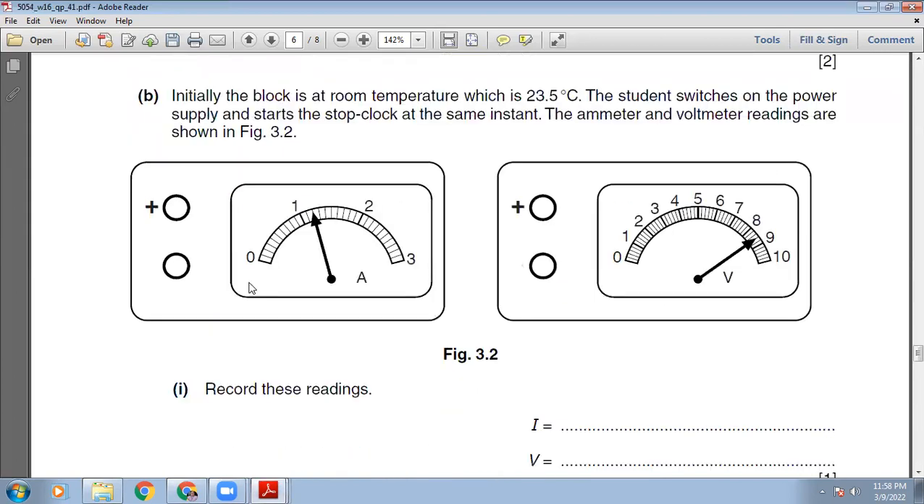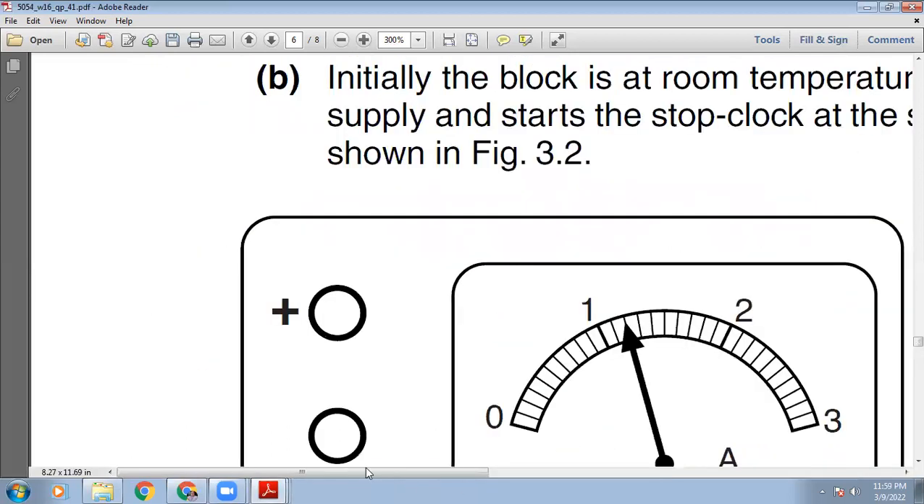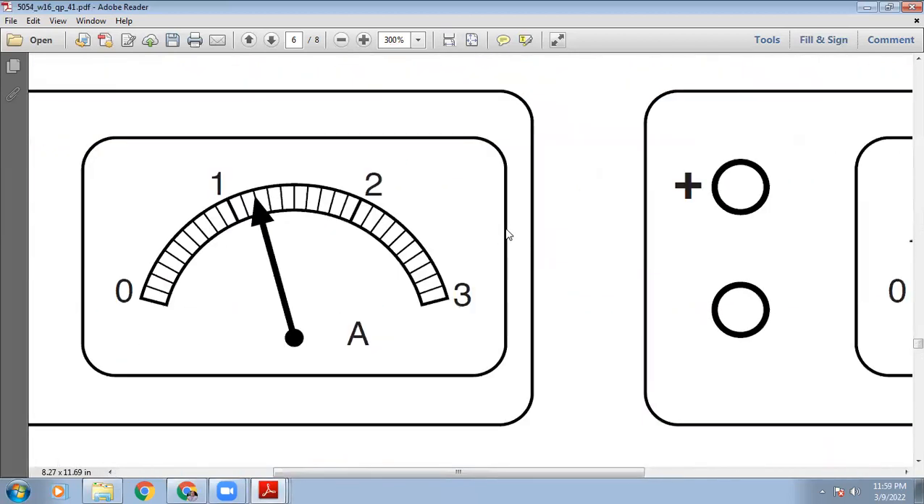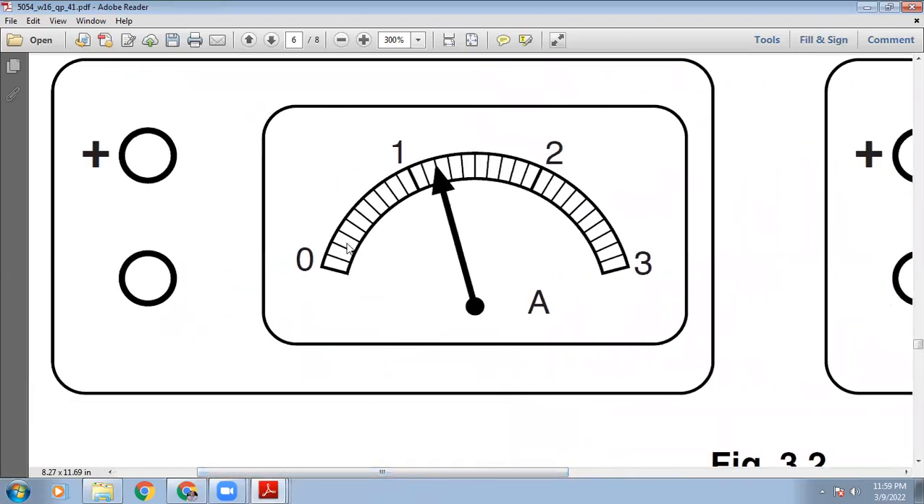Okay, so next part. He says, initially, the block is at room temperature, which is 23.5 degrees centigrade. The student switches on the power supply and starts the stop clock at the same instant. The ammeter and voltmeter readings are shown in figure 3.2. So record these readings. Okay, so what's the reading here? Let me increase the size so you can see. This is the ammeter. So what's the reading?